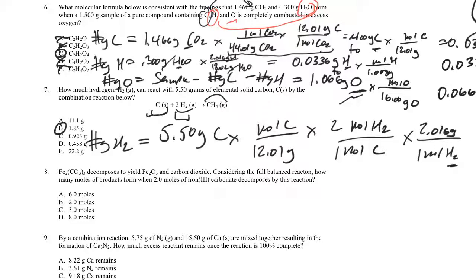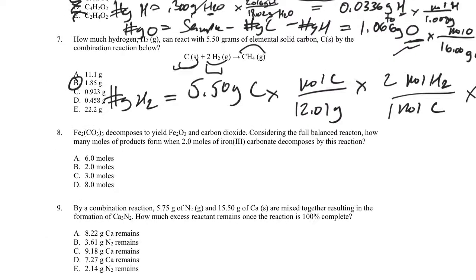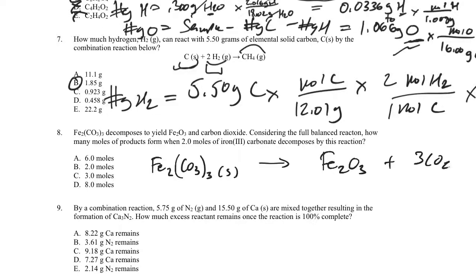Number 8, we're told iron carbonate decomposes to yield the iron oxide and CO2. Consider the full balanced reaction and how many moles of products form when 2 moles of iron carbonate completely decompose. Okay, so our balanced reaction will look like Fe2(CO3)3 solid is heated and decomposes, forms Fe2O3 plus 3CO2. Gas, solid, doesn't particularly matter so much. I don't think that you get these states right.